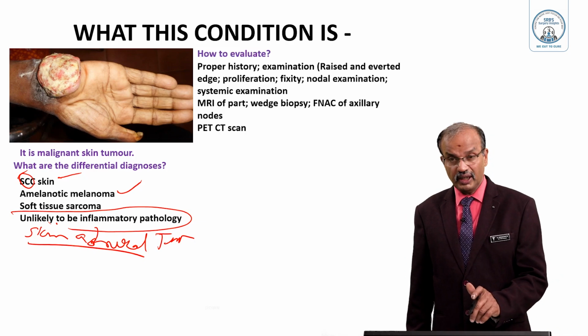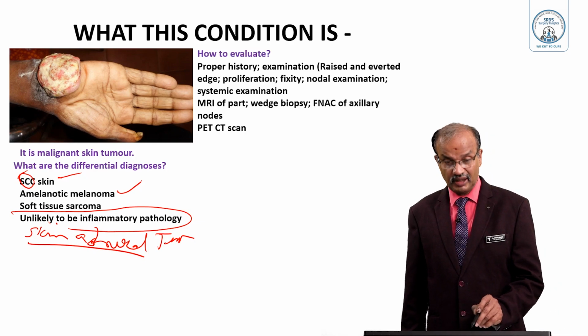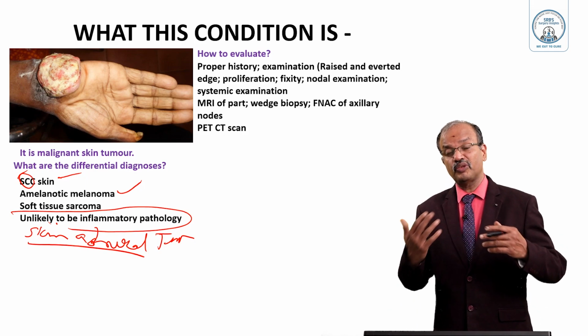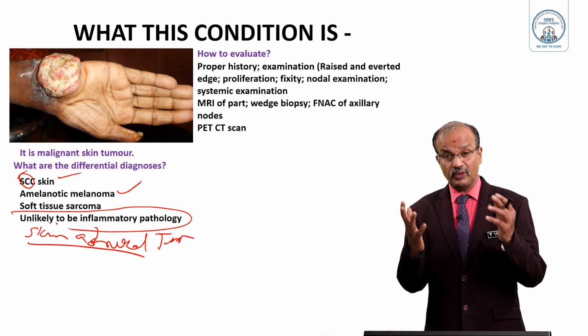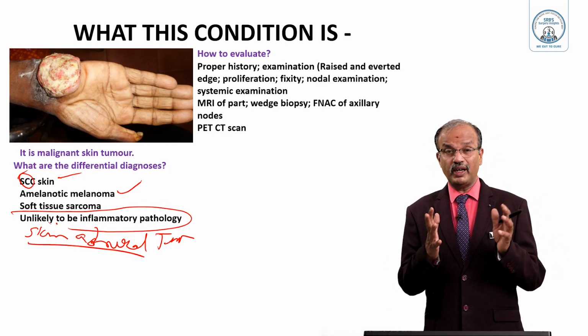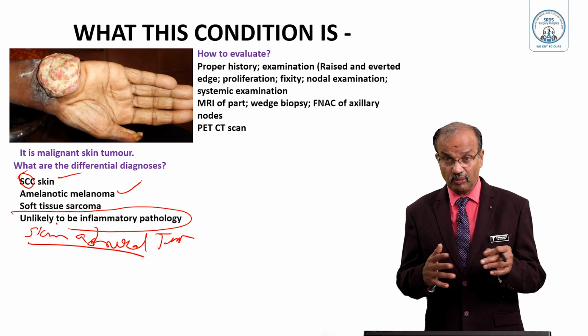So how do we evaluate? Already told: proper history, fixed or not, nodal examination, systemic examination, everything. Axillary lymph nodes have to be examined properly. All of you know how to examine that. MRI of the part, wedge biopsy gives the histological diagnosis. Markers may have to be done.